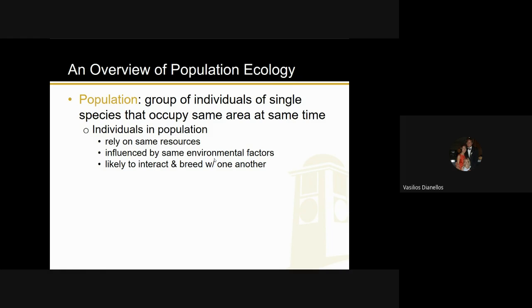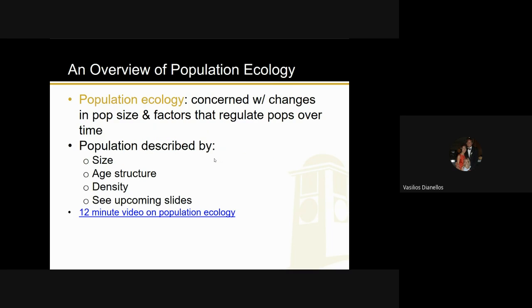So it's no longer a population at that point. We'll talk about what that's called later. All right. So that being said, then what is population ecology? It is concerned with the changes in the population size and the factors that regulate populations over time. So again, we know what a population is. Population ecology is just basically how does it change?